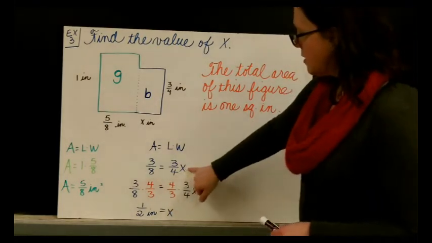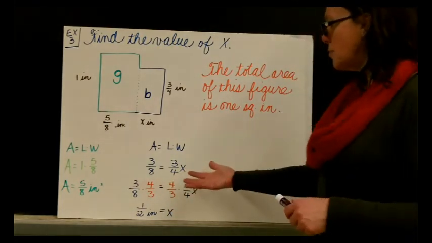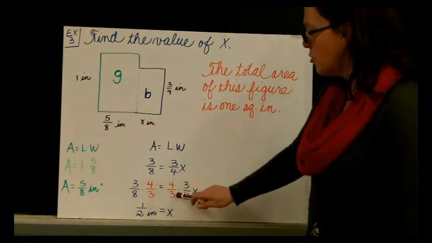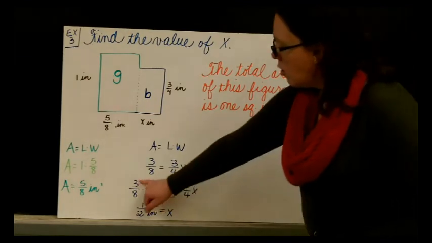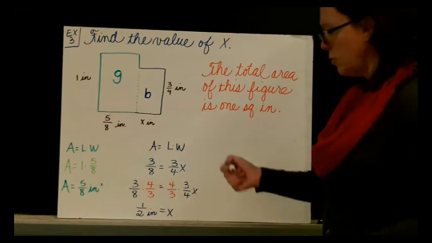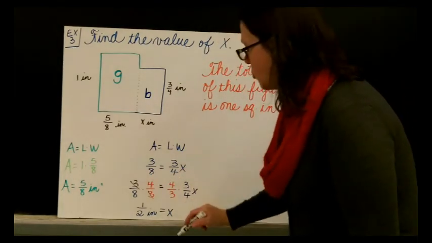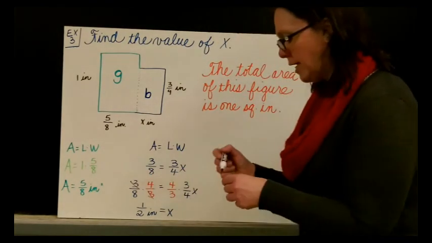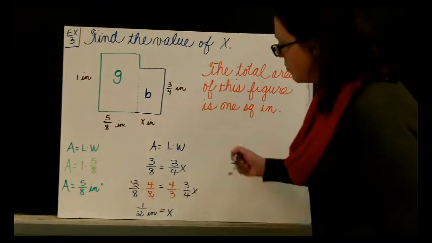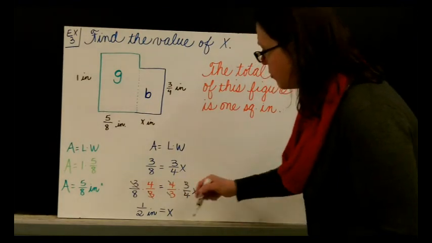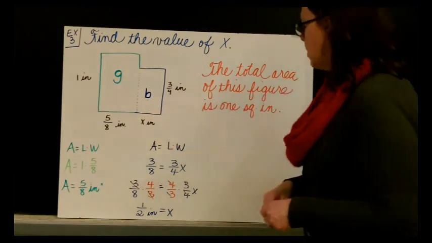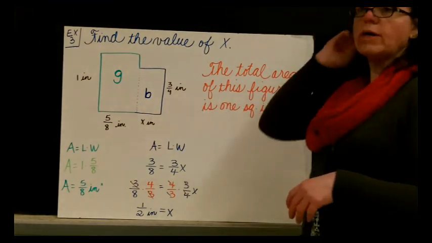So what we do to isolate the x is we have to multiply both sides by its reciprocal, its multiplicative inverse, which is 4/3, which I wrote in red. Over here on the left, when we multiply 3/8 times 4/3, the 3's cancel each other out, and we end up with 4/8, which I went ahead and simplified to 1/2. Here, the 4's cancel each other out, and the 3's. So we learned that this side, x, has a value of 1/2 inch.